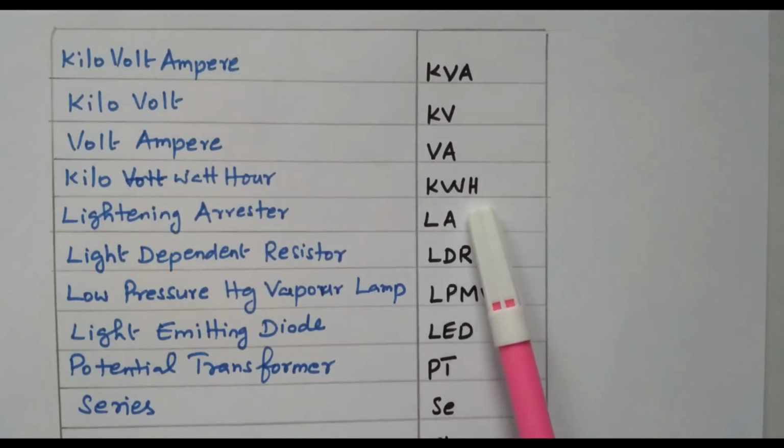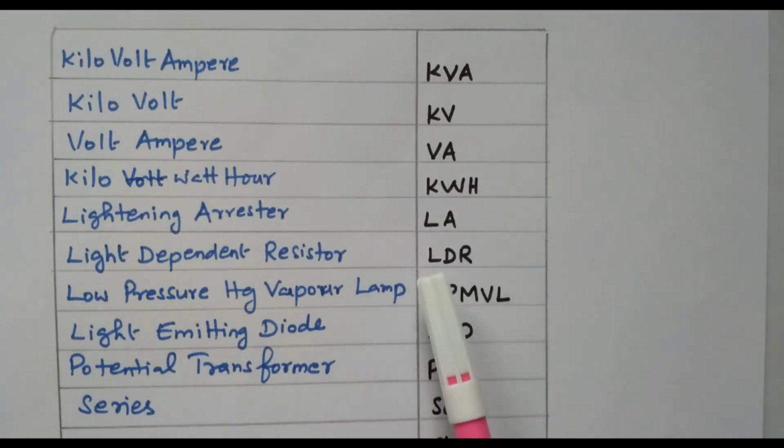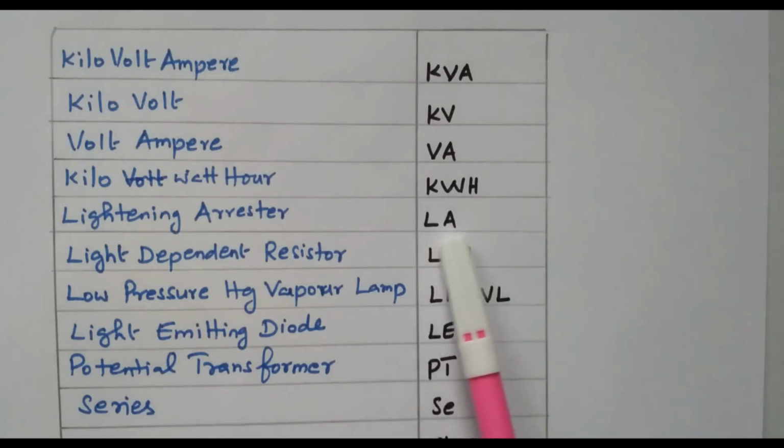Then kilowatt hour, kWh, watt hour used in an energy meter. Then lightning arrestor is LA. LDR refers to light dependent resistor. Light dependent resistor means depending upon the lighting, the resistance value will vary. That's called LDR. LPMVL, low pressure mercury vapor lamp. We already discussed the high pressure HPMVL. This one is low pressure MVL, mercury vapor lamp.